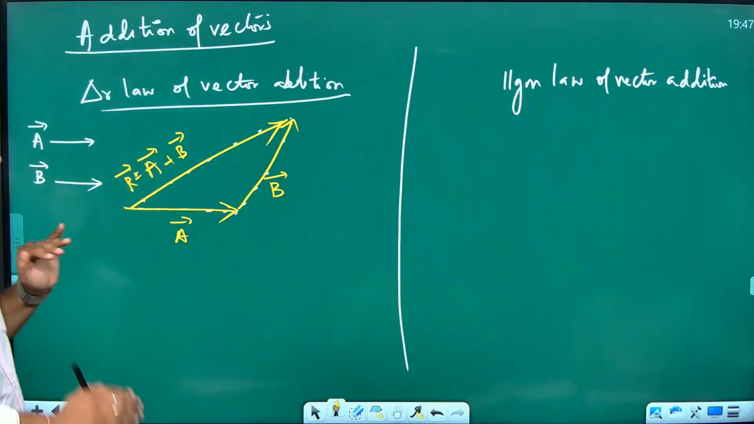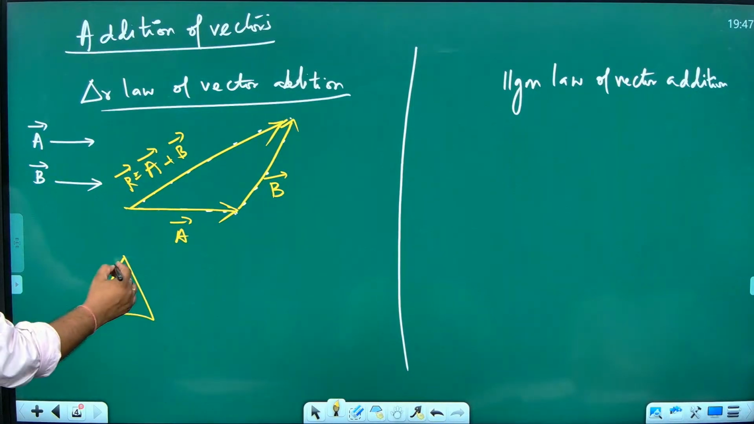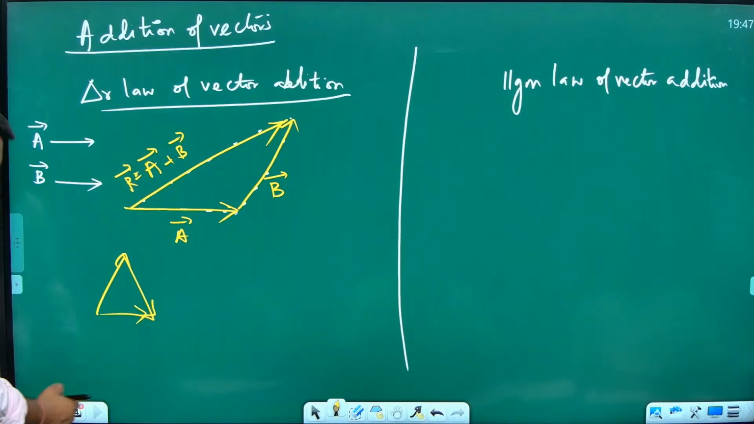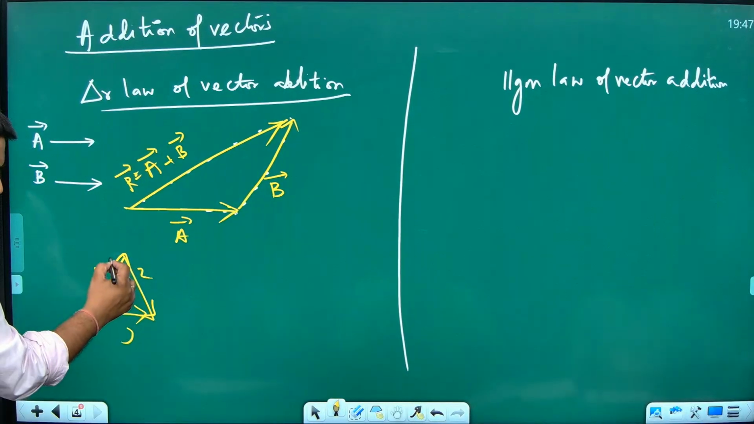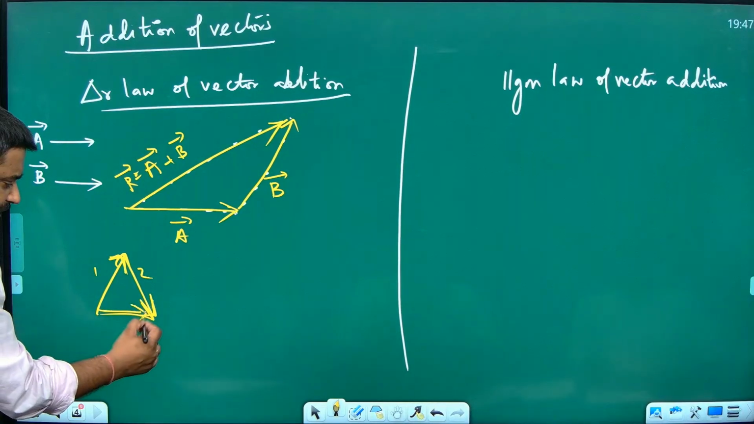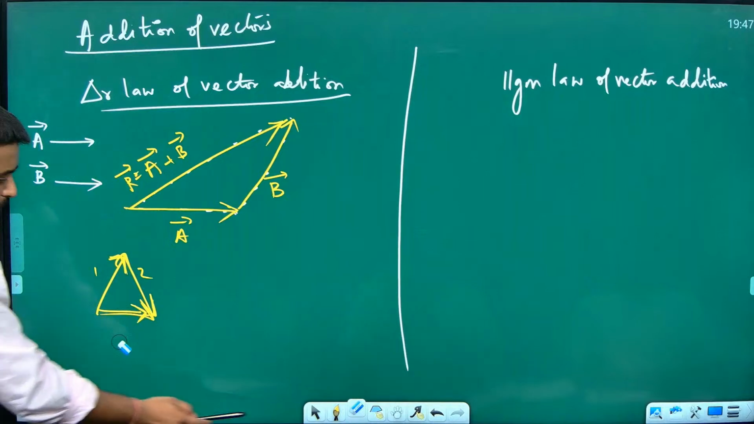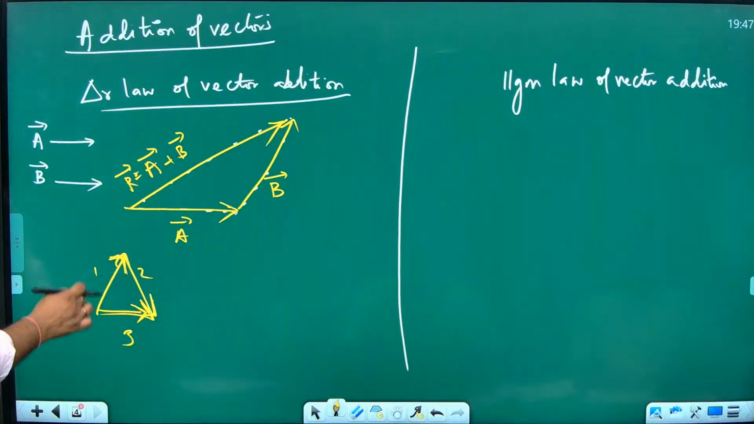Now, there is no hard and fast rule that you should keep it in this way only. Any triangle you can see, if I keep it like this, like this, like this: 1, 2, 3. Pay attention to what I have done here. What plus what is equal to what? Can you tell me? 1 plus 2 is equal to 3, because 1 is tail, head, 2 is tail, head, and then head, tail. So 1 plus 2 is equal to 3.